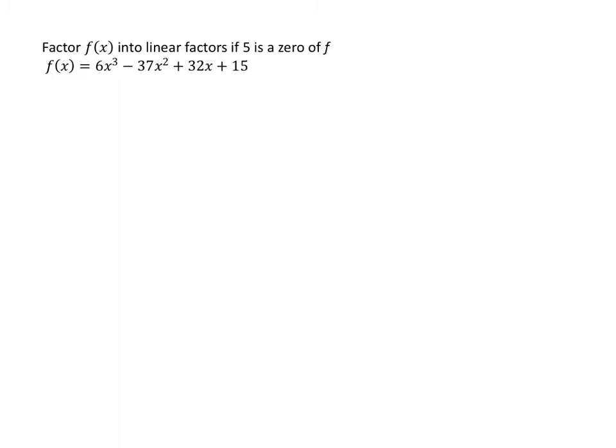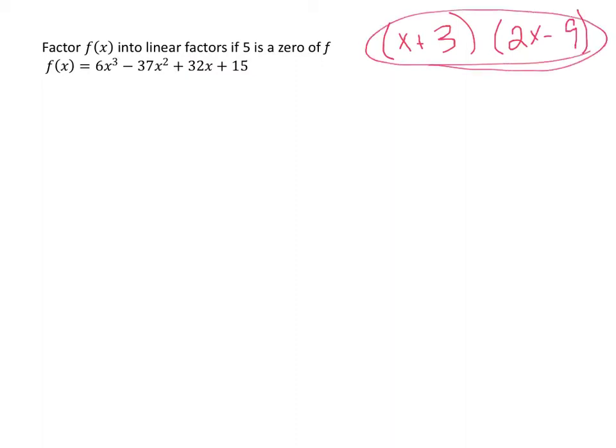Another type of problem you're going to see is being asked to take something and factor it into its linear factors if something is a 0. Something you need to know about linear factors: x plus 3 is a linear factor of something, and 2x minus 9 is a linear factor. So we're looking for things that if you graphed them, you would get a line. It tells us that 5 is a 0 of this, so when we set this up, we're actually going to use that information so that we can do our polynomial division.